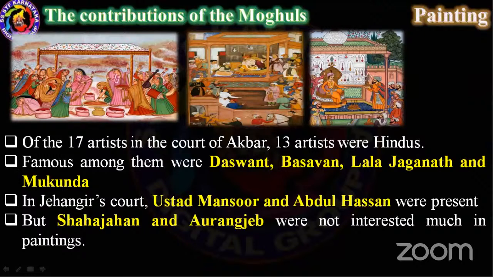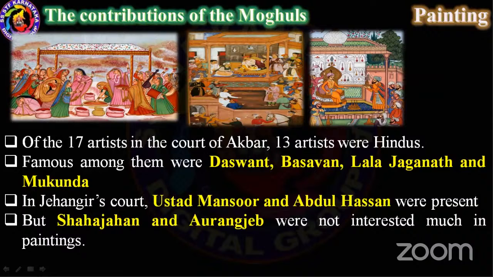In painting, who gave importance or who encouraged paintings? Jahangir. So Akbar also, both these two encouraged painting. Shah Jahan gave importance to monuments, but he didn't give importance to painting. Then Aurangzeb, Shah Jahan and Aurangzeb, they didn't give importance to painting.